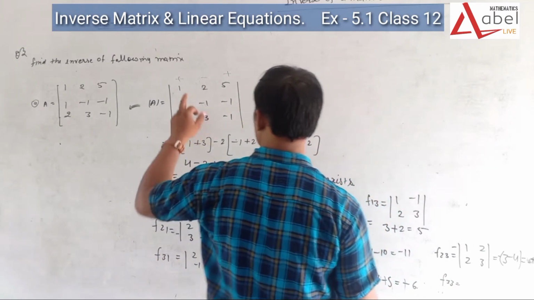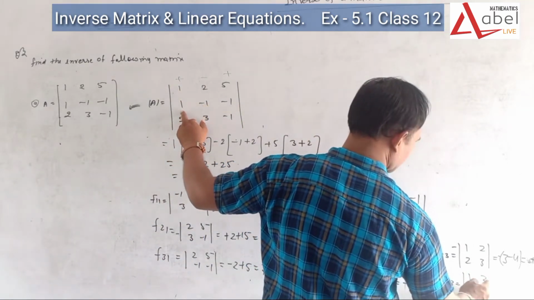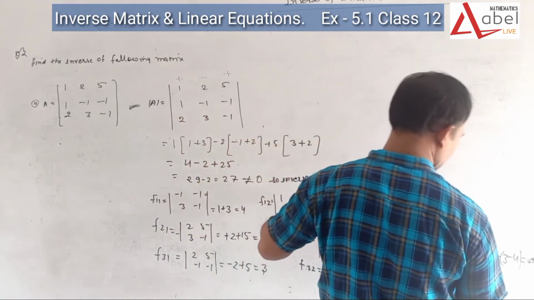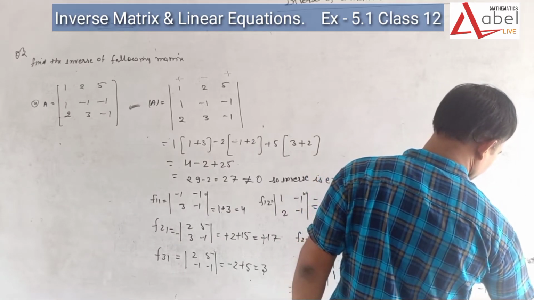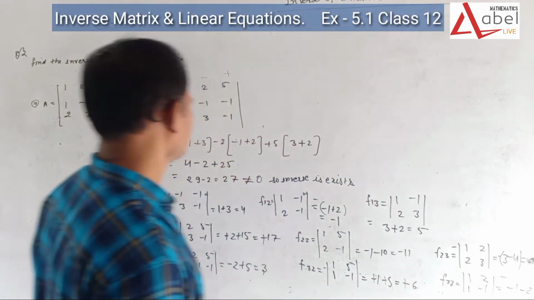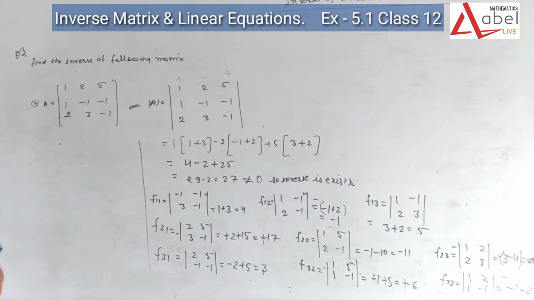Now f33 means it is 1, 2 and 1, minus 1. So what is the value? 1, 2, 1, minus 1, so we can say that it is minus 1 minus 2, so it is minus 3. But it is 3 plus 3, so it is the same. Now these are the values, so we are going to find the adjoint of A.